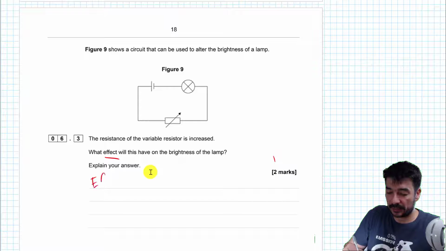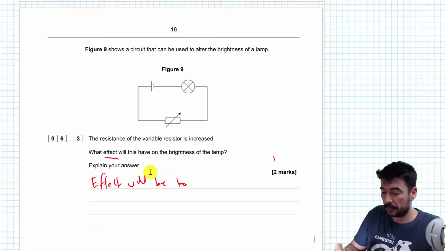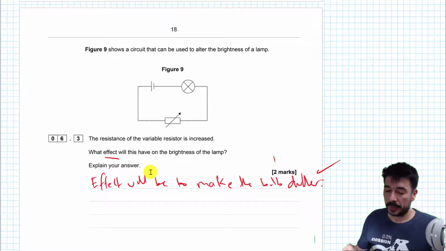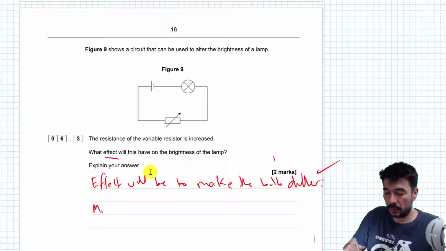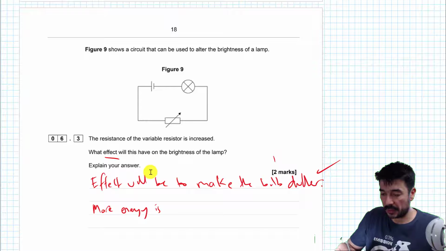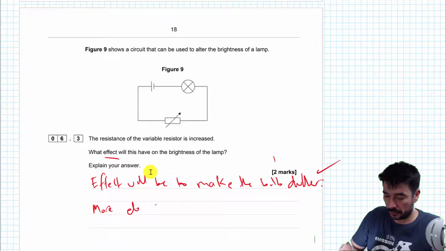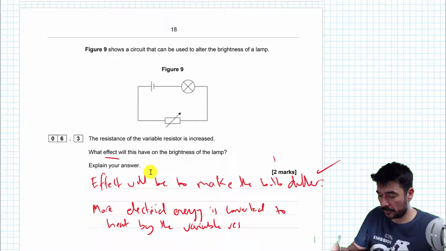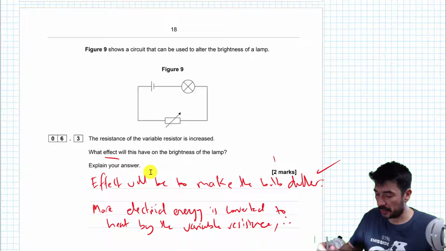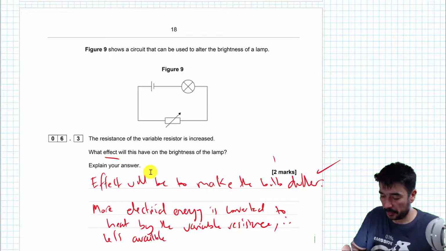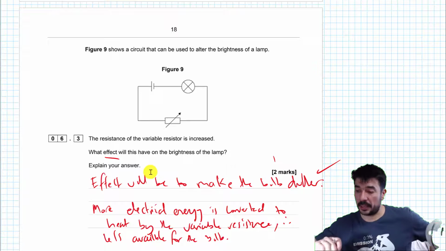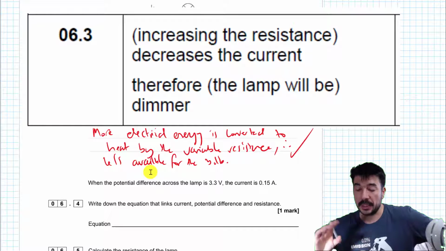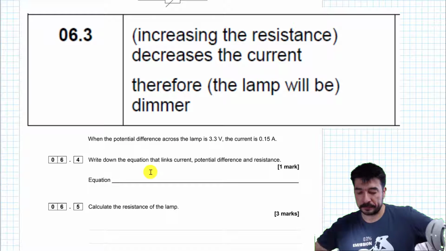What effect? So the effect will be to make the bulb duller. That's one mark. Make the bulb duller, and then the why. More electrical energy is converted into heat by the resistance. Therefore, less available for the bulb. Okay, I'll check again the mark scheme at the end, but sometimes it can be quite tricky to make sure you get all the marks on a written answer. So I will check, but that would be my best guess.